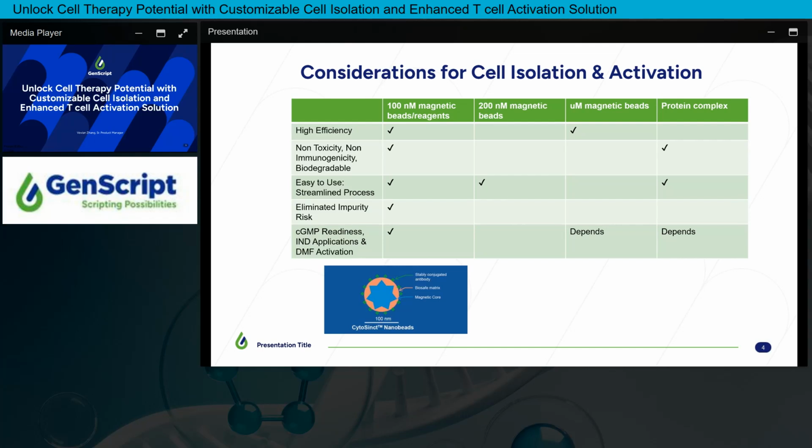In addition to that, the cGMP readiness and IND application track record would also be important considerations if you want to further move your cell therapy candidates to the clinical trials.